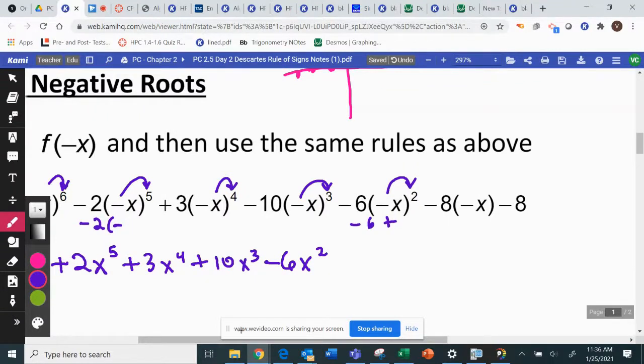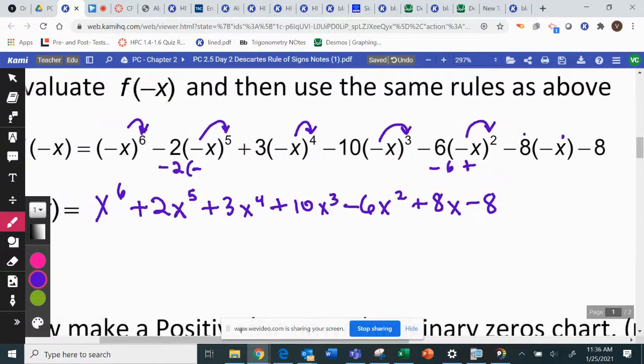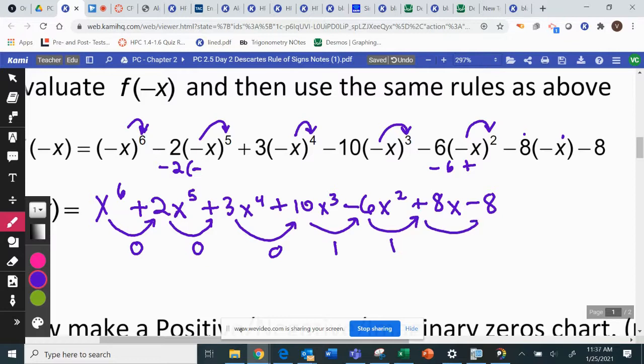Our last one is a negative x, and then we've got a negative 8 and a negative x, which becomes a positive 8, and then our minus 8 at the end. So we plugged in negative x for all the x's and we simplified, and then we're going to look for sign changes again. For the first to second terms, they're both positive, no sign change. Another positive, no sign change. Another positive, no sign change. But then I've got positive 10 to negative 6, that's a sign change. Negative 6 to positive 8, that's a sign change. And then positive 8 to negative 8, that's a sign change.